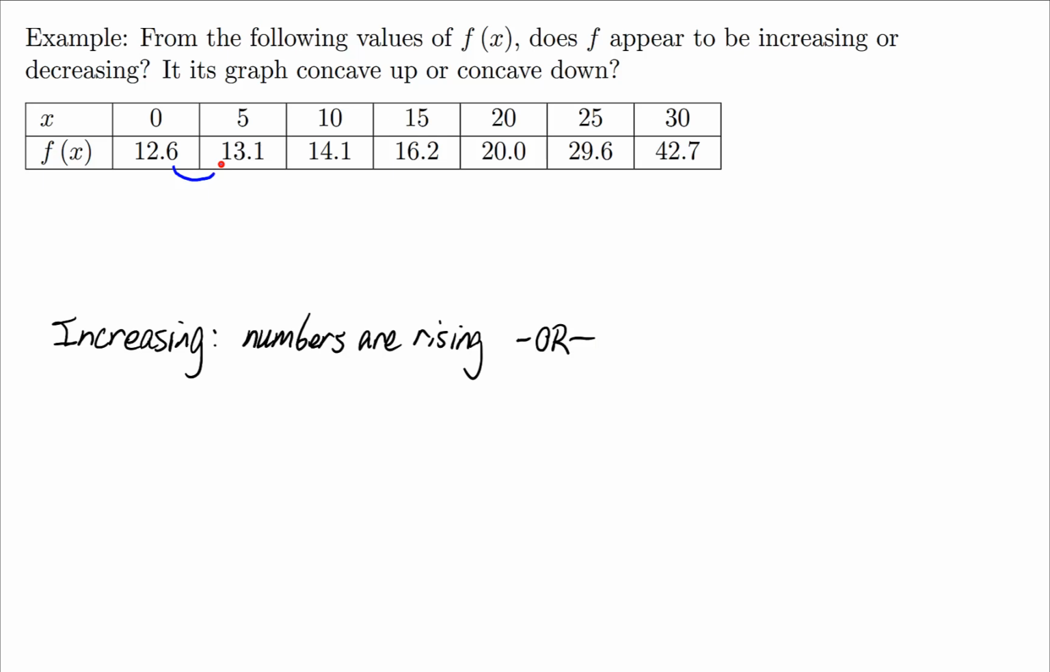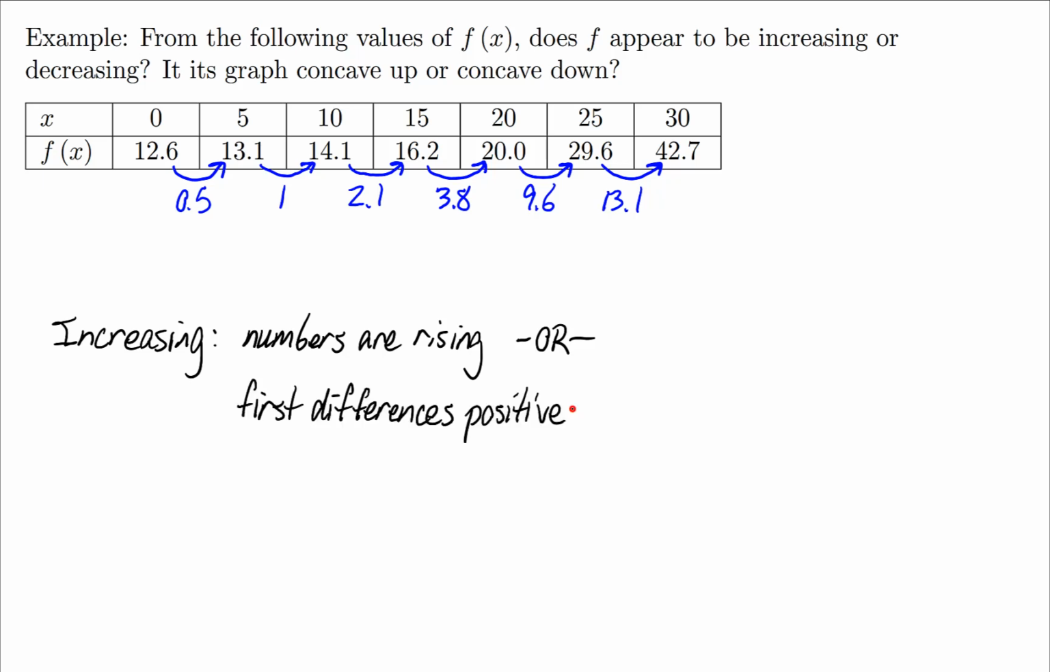For this first one, it goes up by 0.5, and then it goes up by 1, and then it goes up by 2.1, and then 3.8, 9.6, and 13.1. Now you'll notice those are rising too, but that actually means something else. This is what we'll call the first differences. And the rule is that it's increasing if the first differences are positive. And that's denoted by the blue numbers.